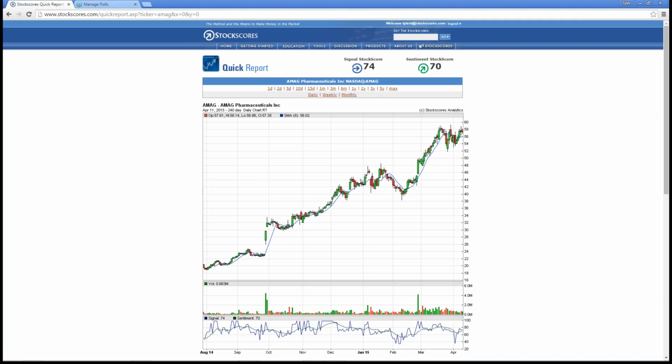Support right now at 52. Good upward trending stock, definitely a hold. If it closes below 52, I would sell.